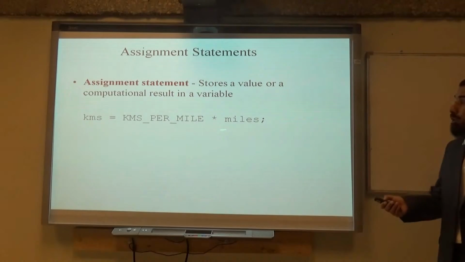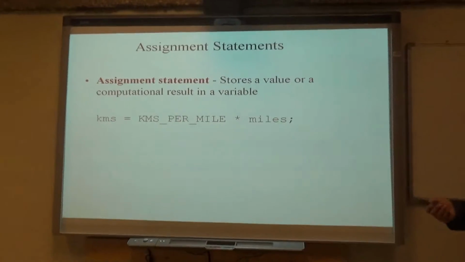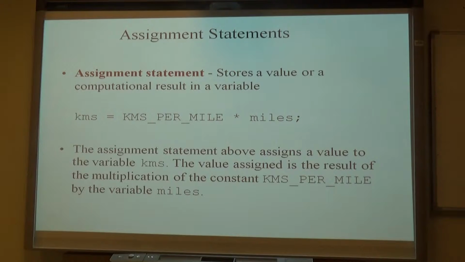For example, we are using the input of the user, which is stored in miles. We are multiplying that variable, acquired from the user, by the constant we have defined using the define statement, and then the result of this multiplication is stored in a variable which is already allocated in memory, called KMS. As you can see in the assignment statement above, we have simply assigned a new value to the variable KMS.